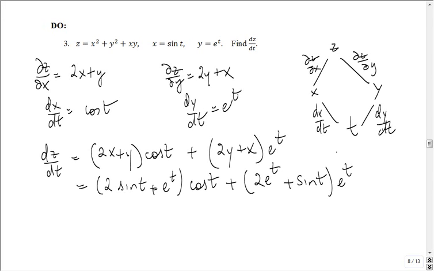More chain rules. So what if x is not a function of t only? It's a function of more than one variable. What do you do? So in this case, we will have partials all the way. Okay? All right, so let's look at that.